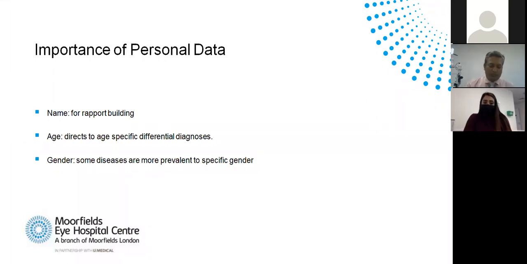Another part is that we don't want to mix up the history and the patient. When we call the patient, it is a double check that we are calling the right patient and getting the right information.